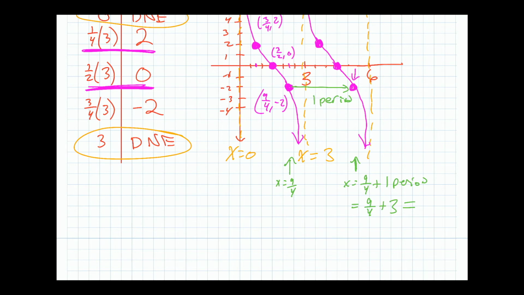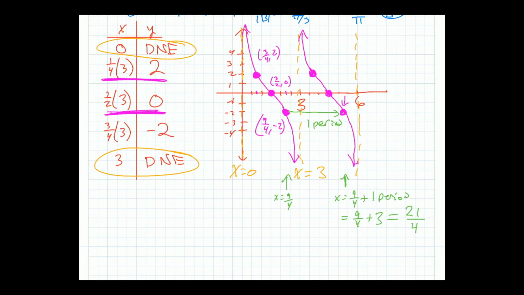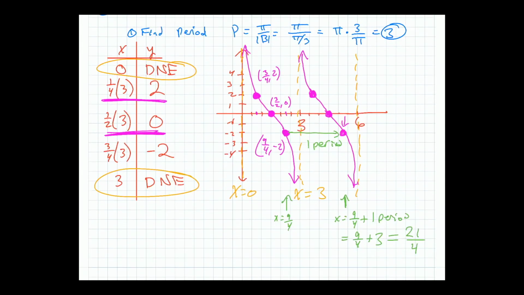It's a little bit of trouble, right? 12 over 4, 12 plus 9, 21 over 4, something like that. But you can calculate it if you have to. It's a little bit tedious, but you can do it. So yeah, we plotted that.